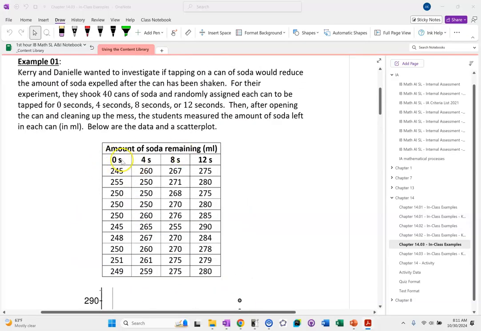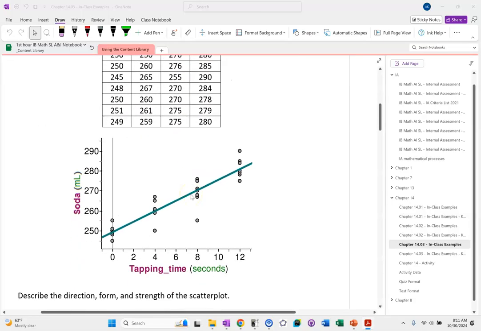So here's our data. After tapping for 0 seconds, we got 245 left, 255, 250, 250, etc. Everybody's okay? So we made our scatter plot. Notice that tapping time is the x-axis, in seconds, and the milliliters of soda remaining is the y-axis. And we've drawn in a best fit line here. So who can describe the direction, form, and strength for this scatter plot?